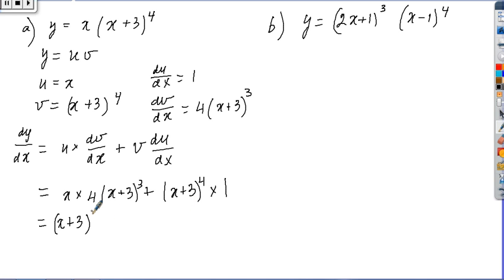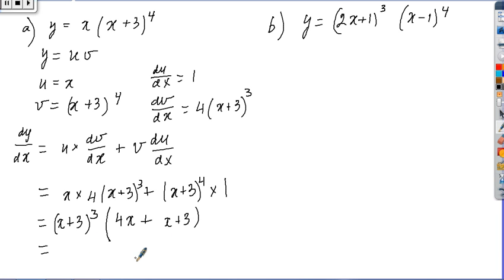So I will take the smallest power out of brackets. There is nothing else that I can take out, so I have only (x+3)^3 out of brackets. Inside of brackets, from the first term, if I divide the first term by (x+3)^3, I will get 4x, plus (x+3)^3 taken out of brackets gives me (x+3) times 1, which is just x+3.